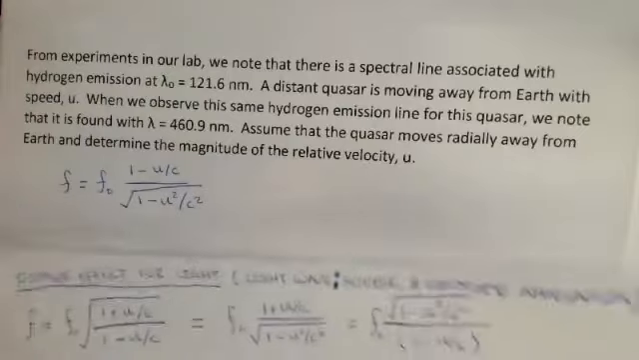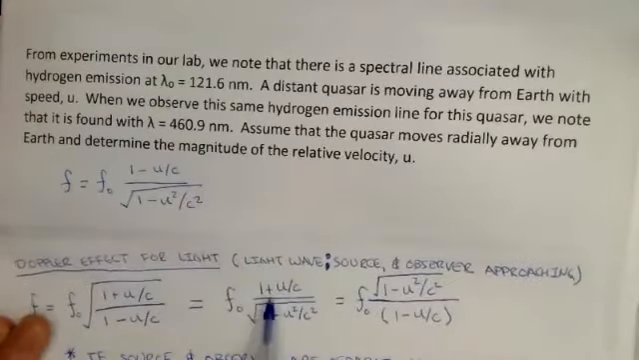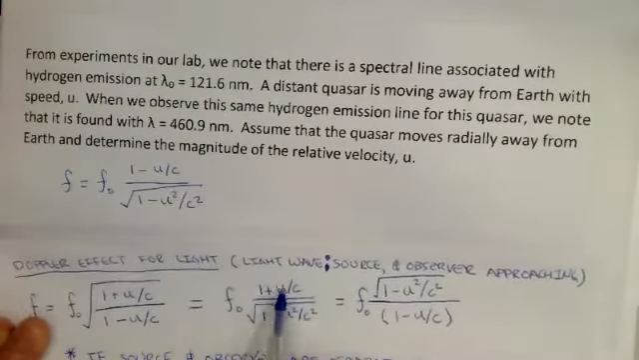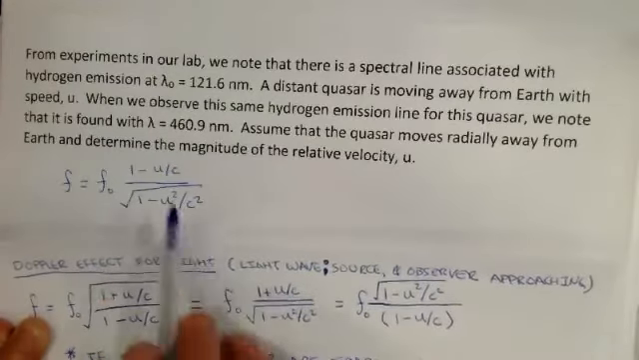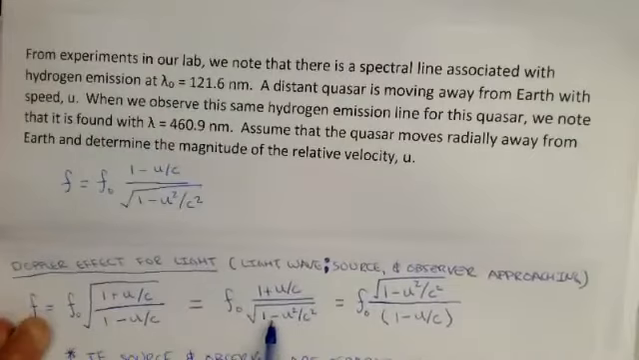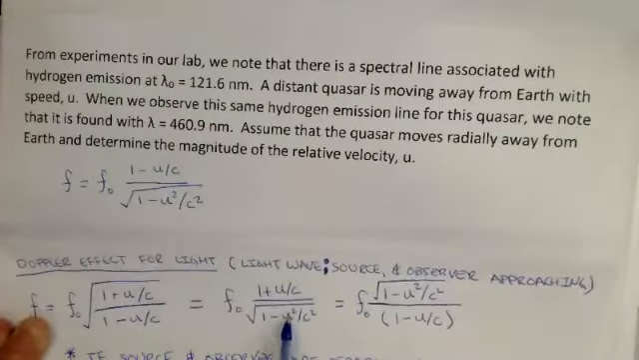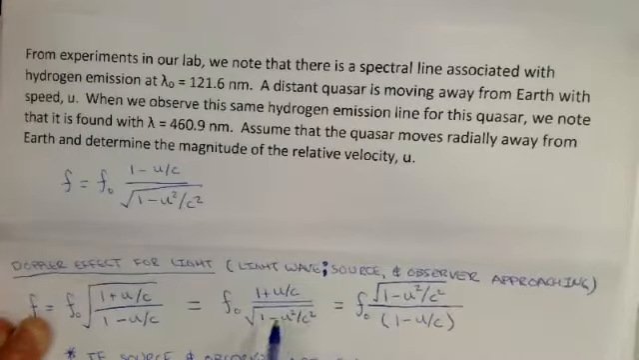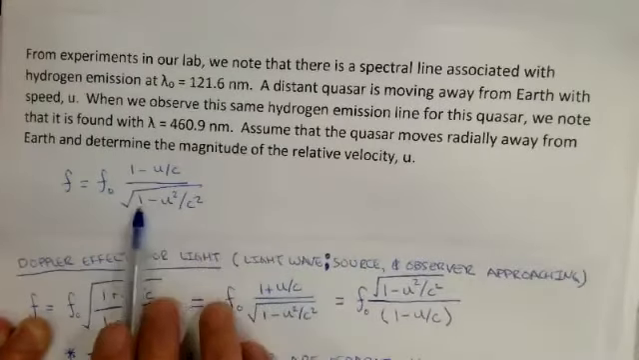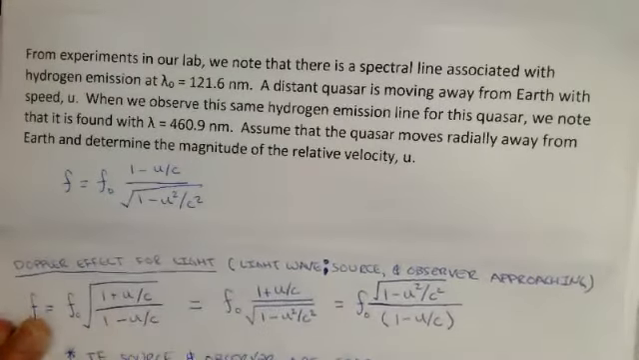Note that all we did here is we subbed u for minus u, so 1 plus u over c over 1 minus u over c becomes 1 minus u over c over 1 plus u over c. If I plug in minus u for u, minus u squared is still u squared. And so 1 minus u squared over c squared still looks like 1 minus u squared over c squared.